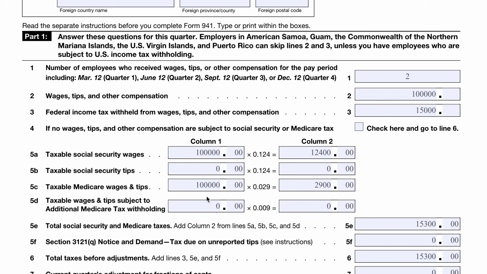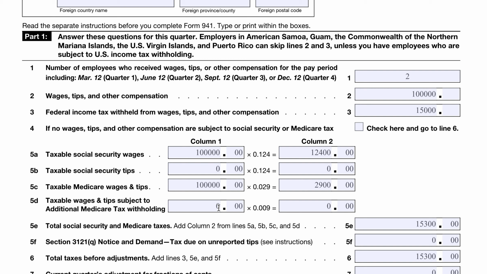And then taxable Medicare wages and tips. So again, the Medicare wages and total is $100,000. We multiply that by 2.9% to arrive at $2,900. And then the instructions state that for any employee who has wages and tips above $200,000, you would have to calculate an additional Medicare tax withholding. So that is for wages and tips on income above $200,000. So in this case, that $500,000 a year employee would be paying that additional Medicare tax on the additional $300,000.